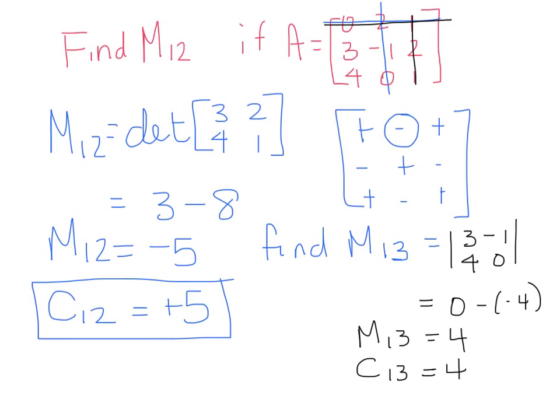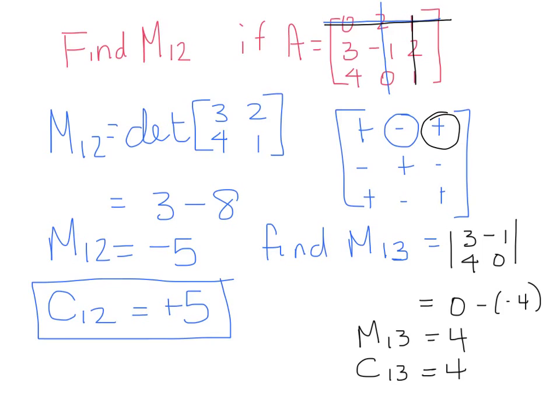Okay, so I worked it out in black. Removing the first row, removing the third column, leaves me with 3, -1, 4, and 0. So finding that determinant by multiplying diagonals and subtracting, I get M13 is 4. Looking at the sign pattern for 1, 3, it's plus, so I don't change the sign, and I end up with a cofactor also 4.